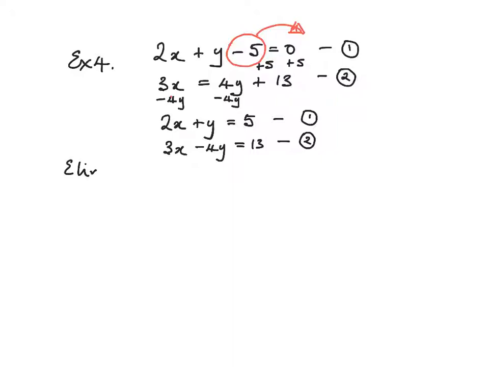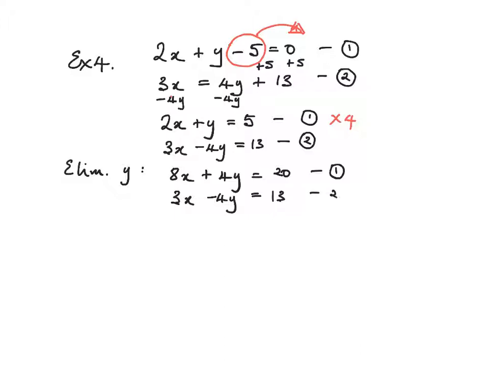What I'm going to do now, I don't know whether you can spot, I'm going to eliminate the y term, and I'll do that by multiplying. I'm going to multiply equation 1 by 4. So what does that give me? 4 times 2x is 8x plus 4y equals 20. Equation 2 is unchanged. You'll notice we've got now 4y and a minus 4y. So how do I deal with that? I'm simply going to add the two equations together.